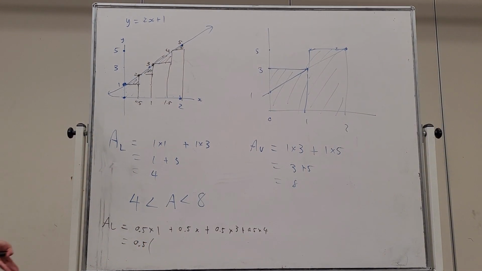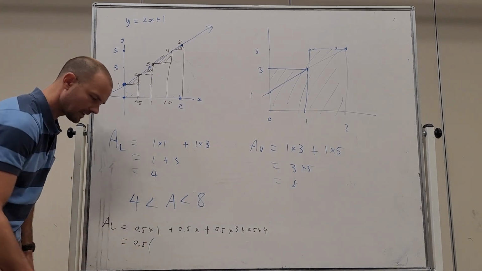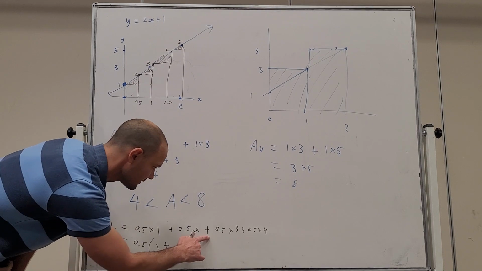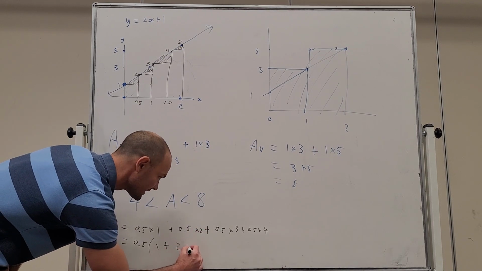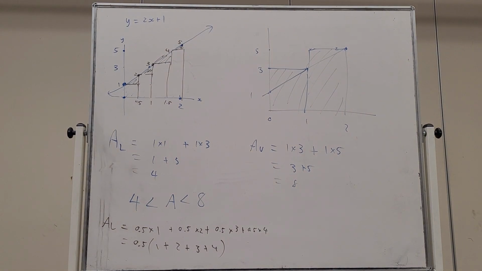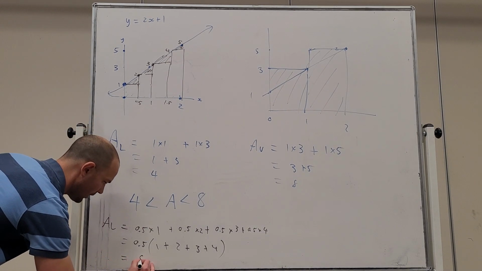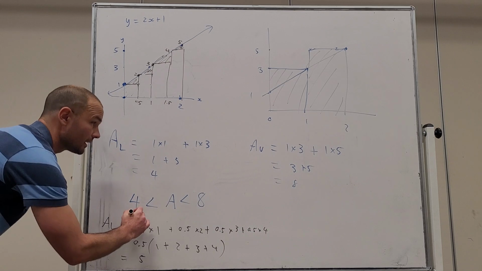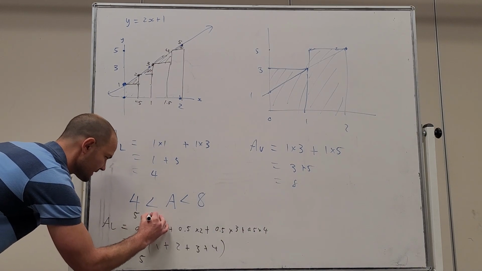And then what am I left with? I've pulled the width of the rectangle out the front. I'm just left with the heights of the rectangles: 1 plus 2 plus 3 plus 4. What's that give us? 3 plus 3 plus 4 is 10. Half of 10 is 5. So now, using 4 rectangles, we have a lower estimate of 5.